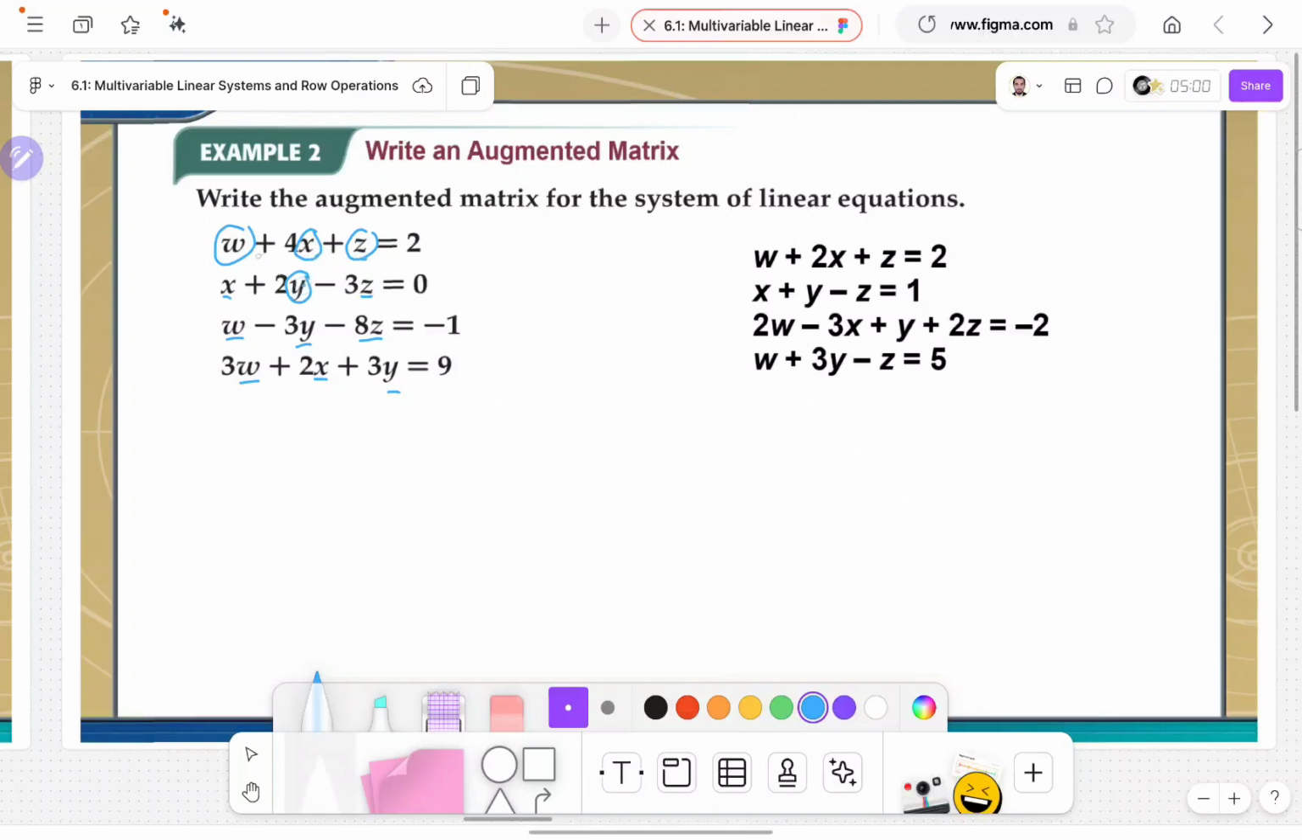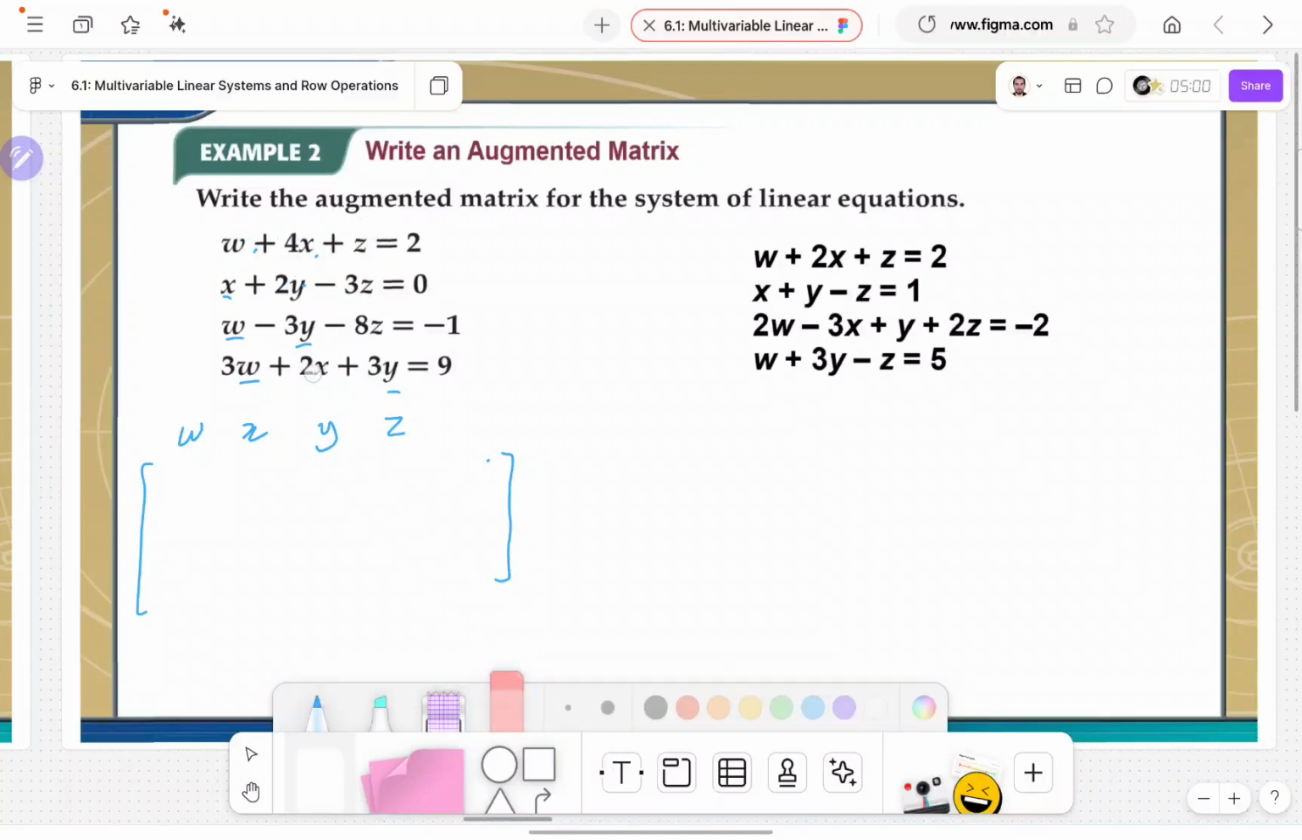So now how many variables do I have in all equations? W, x, y, z. So first step, write them: w, x, y, z. So your matrix will have 4 different variables. Now any variable that is missing from the equation, we substitute it with 0. So any variable not given, we substitute with 0.